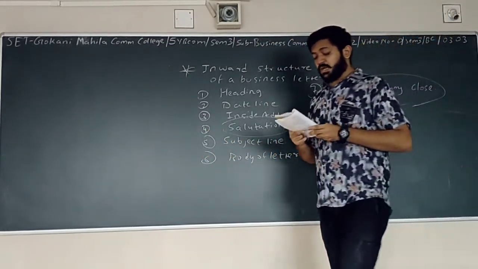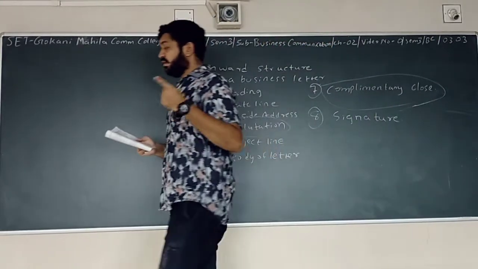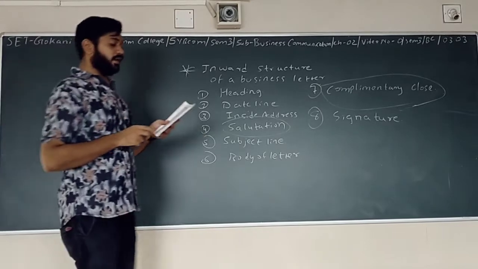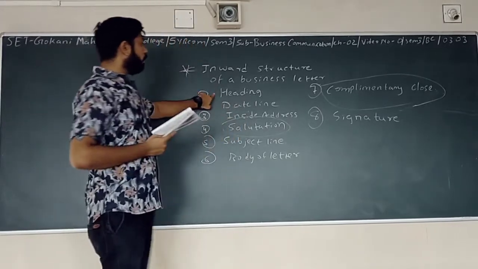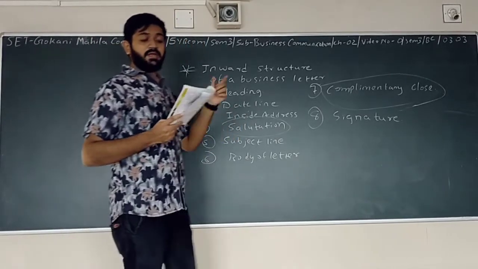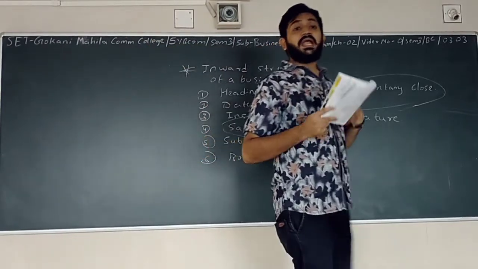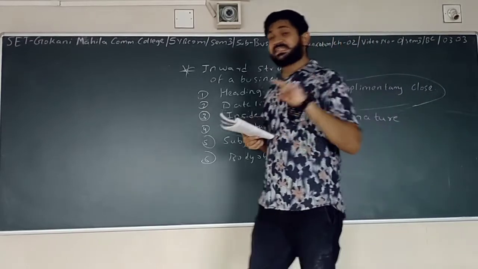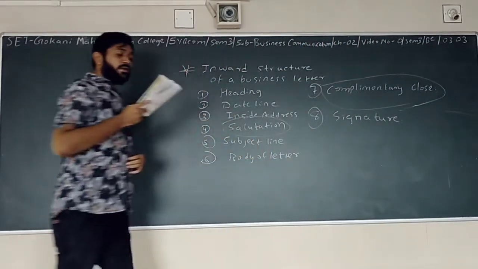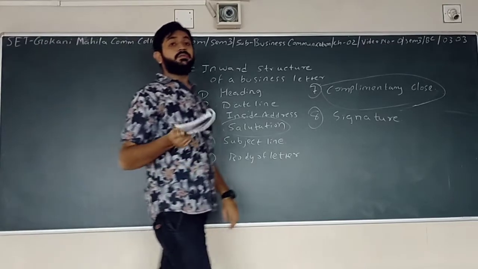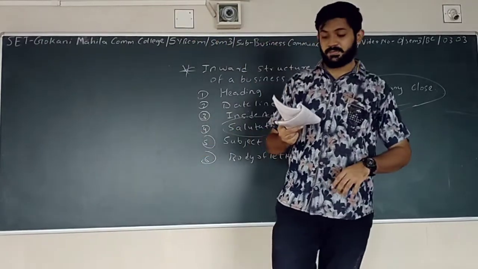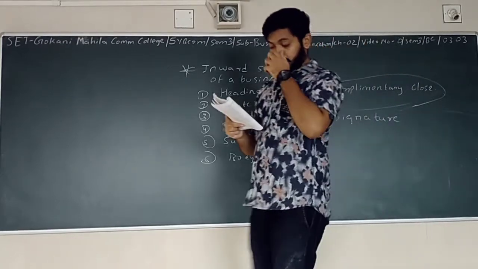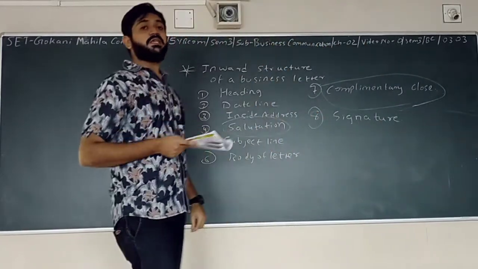In specimens, the first is the heading part. We have discussed how we should write letters. In the heading, you write the name of the organization, telephone number, telex number, email ID, and address. The second part is the date. We have discussed the date, which is divided into American and British formats. The third is the inside address, to whom you are writing the letter. That is also very essential.